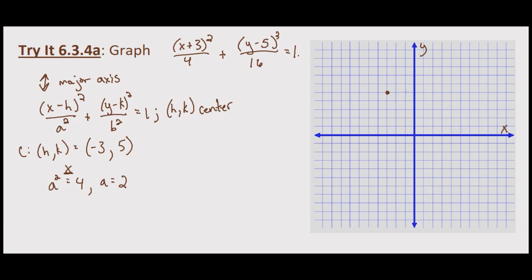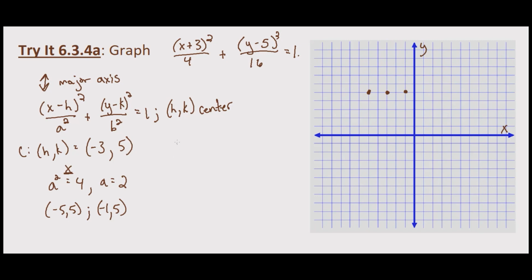That's going to put us at negative 1, 5 and negative 5, 5. So our minor axis vertices are at negative 5, 5 and negative 1, 5. And again, we're just subtracting 2 and adding 2 to the x term. Negative 3 minus 2 is negative 5. Negative 3 plus 2 is negative 1.